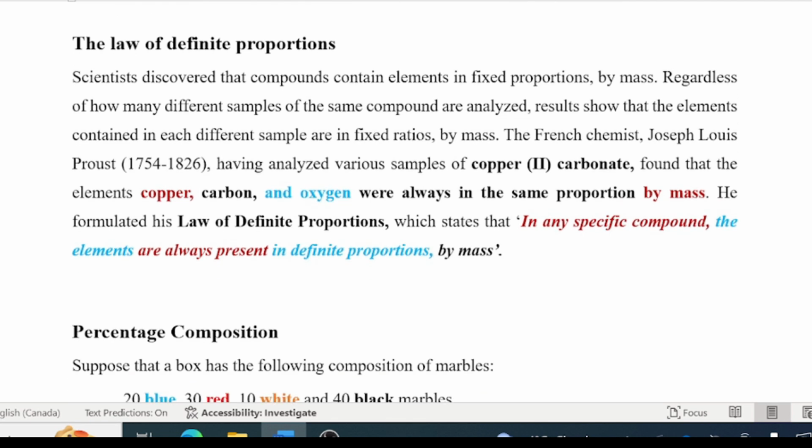French chemist Joseph Louis Proust, having analyzed various samples of copper(II) carbonate, found that the elements copper, carbon, and oxygen were always present in the same proportion by mass. He formulated his law of definite proportions, which states that in any specific compound, the elements are always present in definite proportions by mass. So that's the law of definite proportions. It is telling us it doesn't matter where you analyze the same compound, you'll always find that the elements present in it are in definite proportions by mass.